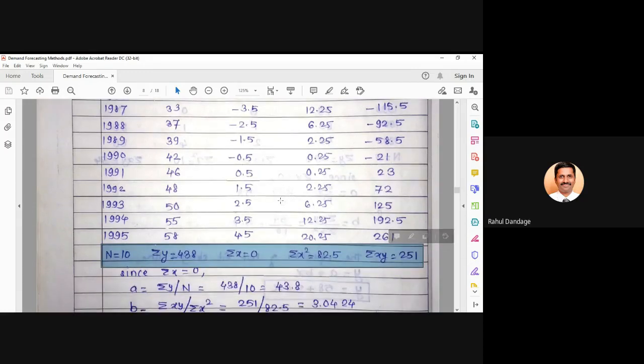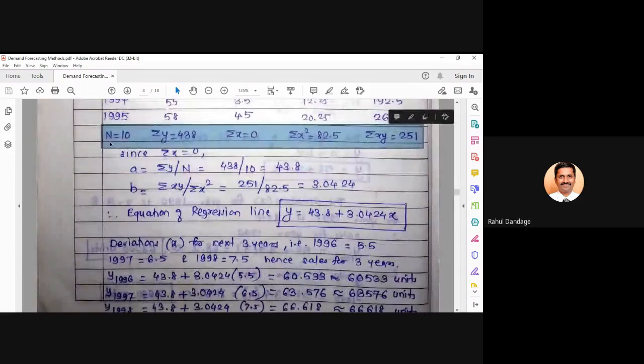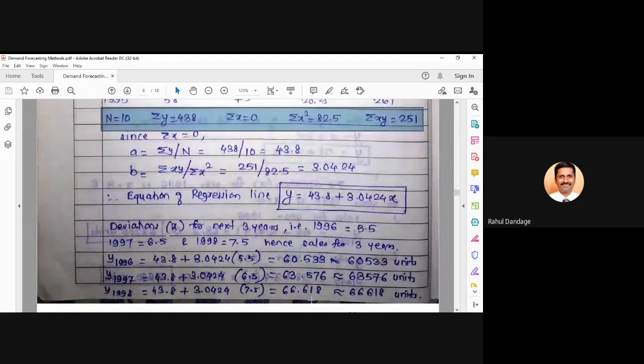So now what is important from our point of view is n equal to 10, summation y is equal to 438, summation x equal to 0, summation x square is equal to 82.5 and summation xy is equal to 251. So these are some of the important values what we need for further calculation.